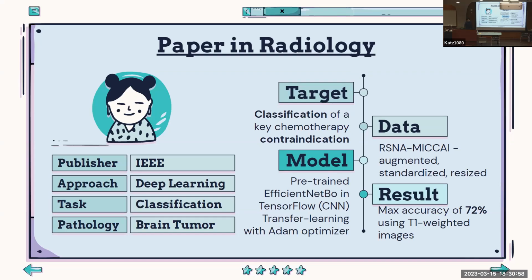What data did they use? They used the RSNA McKay augmented standardized resized data set. It sounds really scary. Like I said, we just really like shortening stuff to scare people off. Not confusing at all. So what's the RSNA? It's the Radiological Society of North America. A bunch of radiologists get together, I don't know, mutter into their little dictaphones. McKay is just this massive data set that they provide as part of a brain tumor AI challenge.